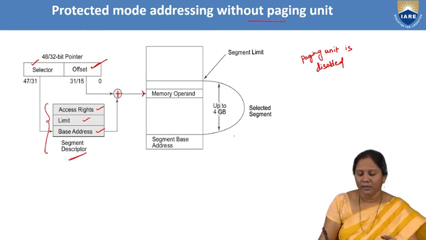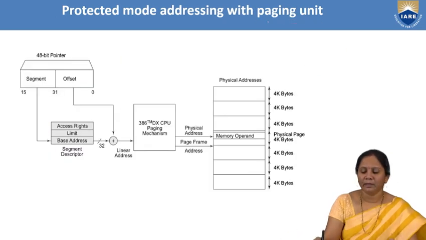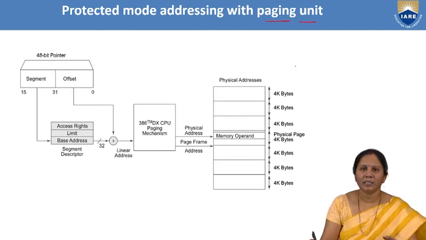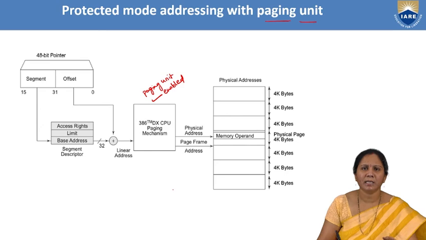Here it uses only the 4 GB of memory that is available as physical memory. This is how we convert the address in the case where the paging unit is disabled. Another method to convert is by enabling the paging unit. This is the paging unit and it is enabled. This is the second method.